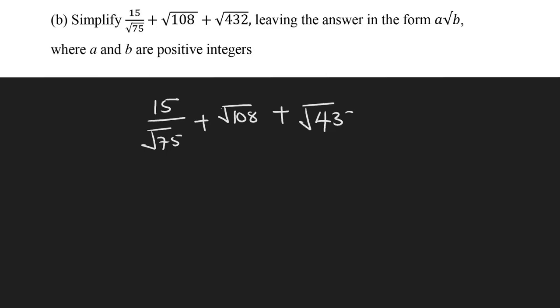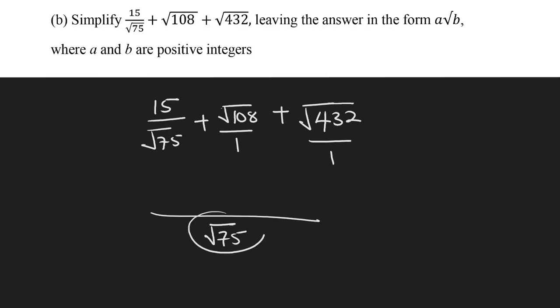where a and b are positive integers, right? So now we have 15 over root 75 plus root 108 plus root 432. So the first thing to do is balance these ones with 1. And what I'm going to do is find the LCM of the denominators. That's root 75, 1 and 1, the LCM is root 75, right? So we're going to say root 75 divided by root 75 is 1, right?